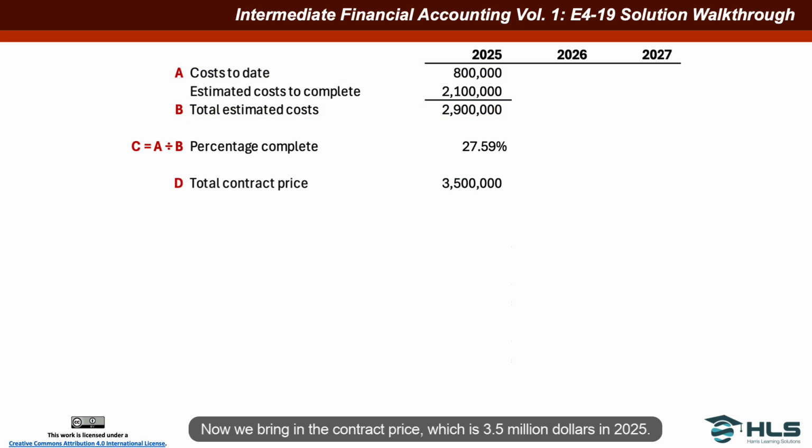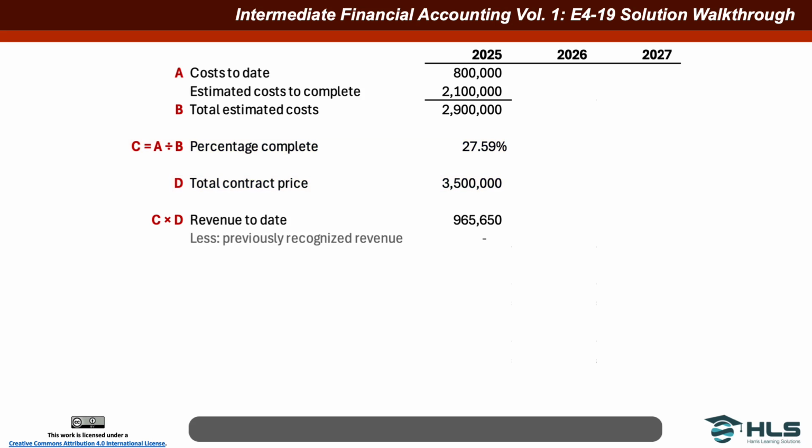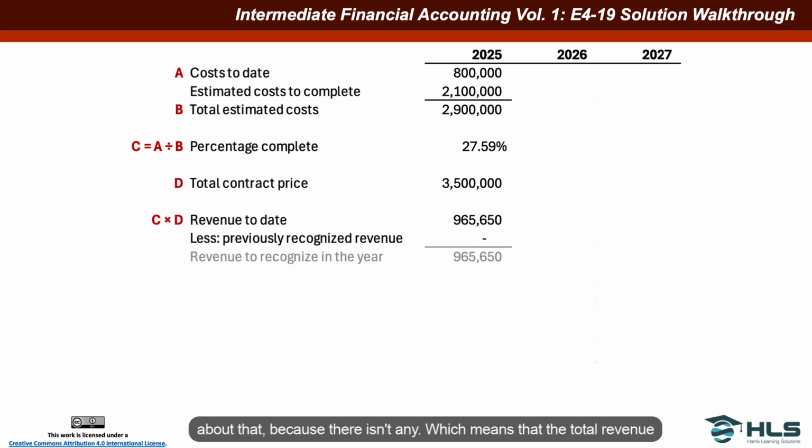Now we bring in the contract price, which is $3.5 million in 2025. Now what we want to do is determine what the revenue to date is based on the percentage of completion. So what we do is we take the total contract price of $3.5 million and multiply it by the 27.59% complete. This gives us revenue to date in 2025 of $965,650. Then what we do is we would subtract any previously recognized revenue. Now, because this is the first year, we don't have to worry about that because there isn't any, which means that the total revenue to recognize in 2025 is $965,650.